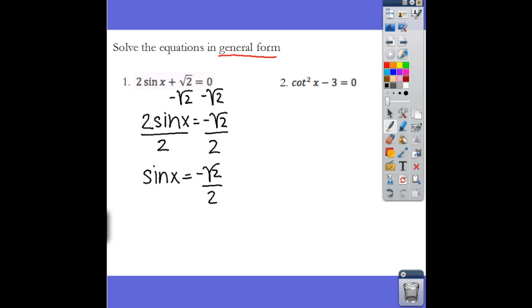But make sure you pay attention to the sign. This one is negative, so when we look at our All Students Take Calculus, it will be in the bottom two quadrants. So then our solutions are x equals 5 pi over 4 and x equals 7 pi over 4.